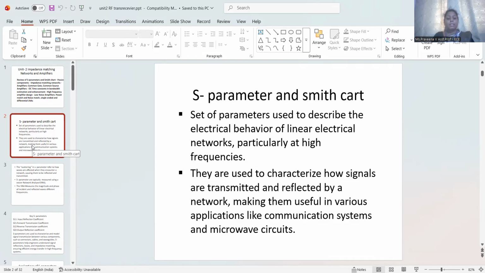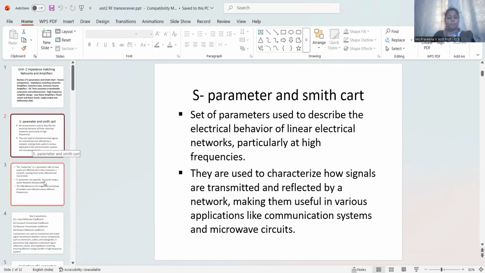This will characterize how signals are transmitted and how they are reflected within a circuit. This makes it essential for the analysis and design of RF, microwave, and communication systems. At high frequency, measuring voltage and current directly becomes very difficult due to the transmission line, right? So, S parameters are the most convenient method to analyze the overall network performance in terms of incident, reflected, and transmitted signals.